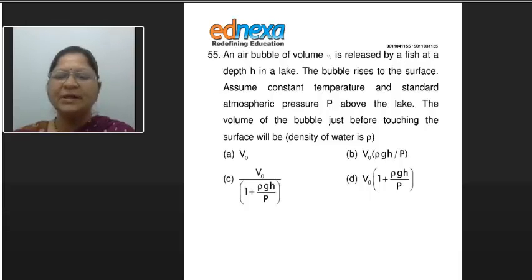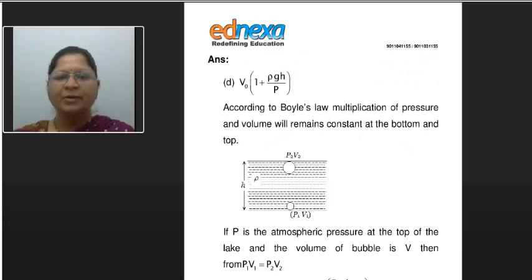You are considering constant temperature and standard atmospheric pressure above the lake. You want to find out the volume of the bubble just before touching the surface, and the density of water is given as rho. A very nice and interesting problem, isn't it? So the answer is D. It is V0 into 1 plus rho gh upon P.